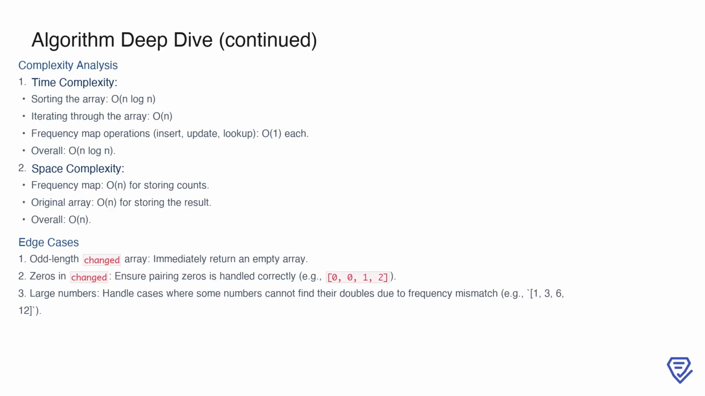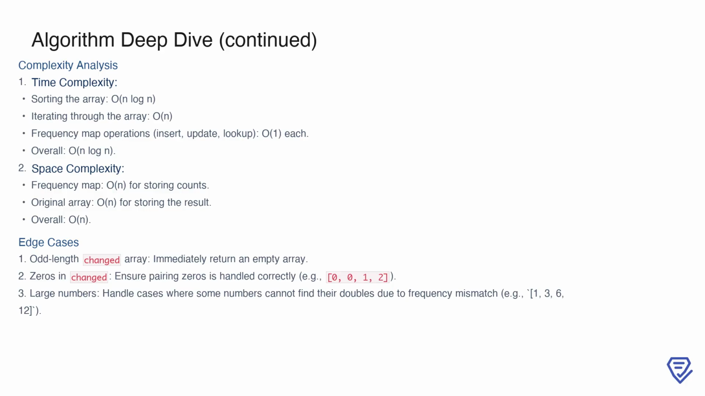When we analyze the complexity of this algorithm, the sorting step dominates the time complexity, taking O(n log n), where n is the length of the array. Iterating through the array, along with frequency map operations like insertions and updates, runs in O(n). Combining these, the overall time complexity is O(n log n). In terms of space complexity, the frequency map requires O(n) space to store counts, and the original array also takes O(n) space to store the result. So, the total space complexity is O(n).